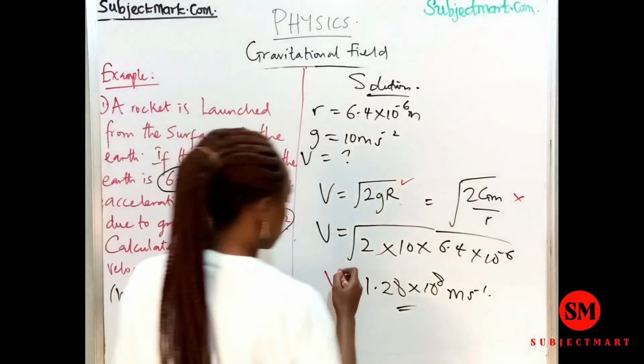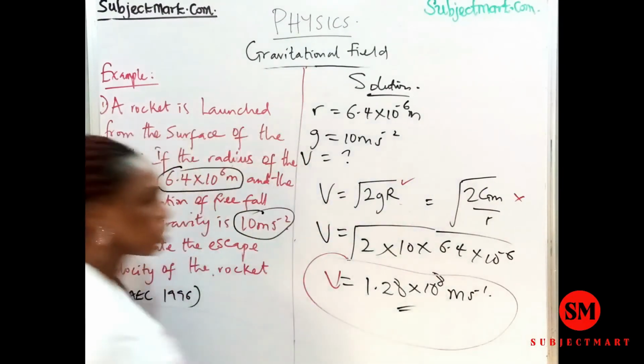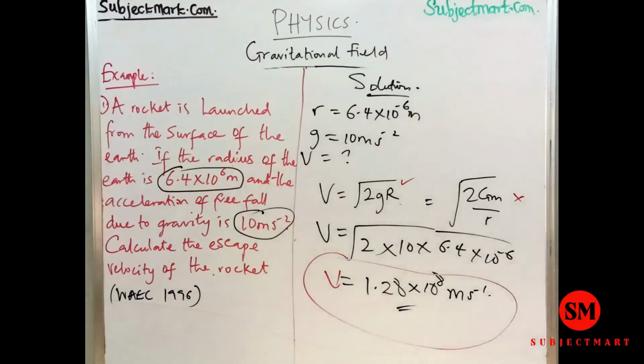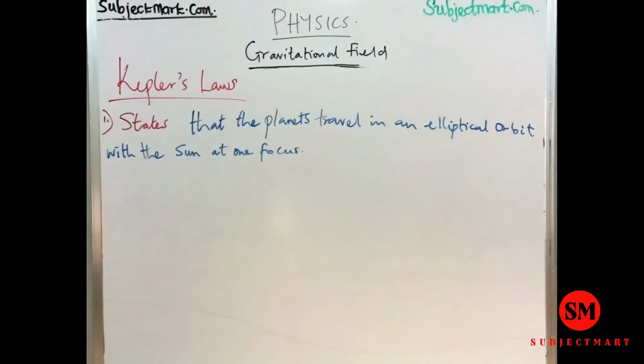Our escape velocity is 1.28 times 10 to the power 8 meters per second. You can see it's very simple. Another concept we'll be looking at now is Kepler's laws.